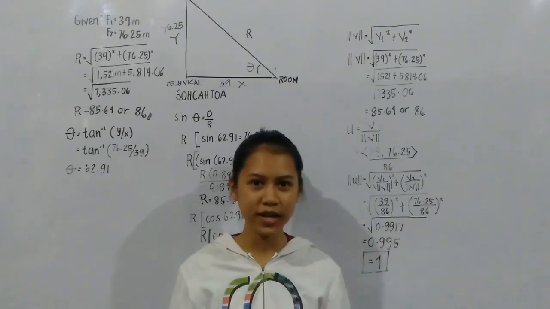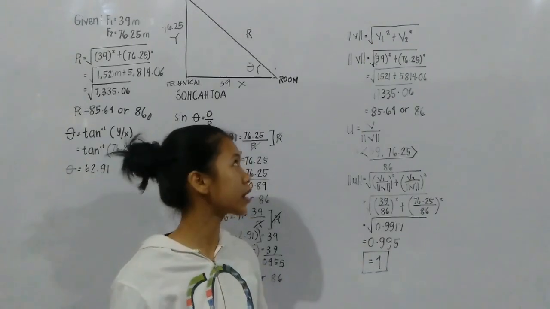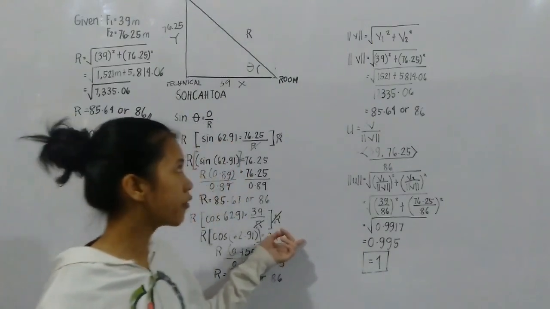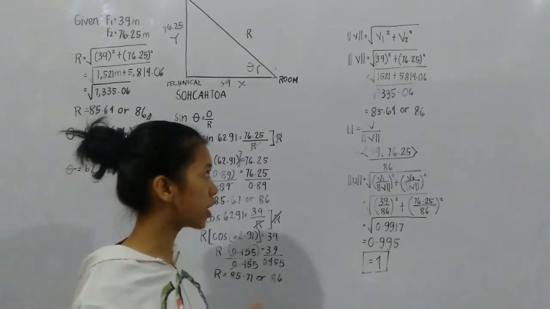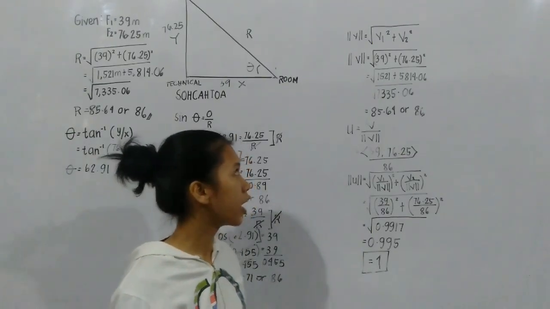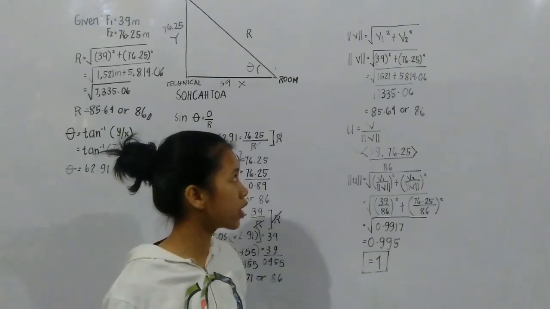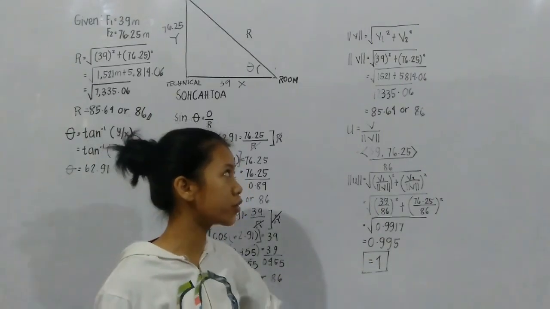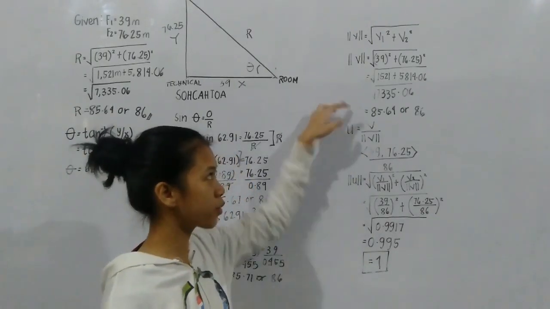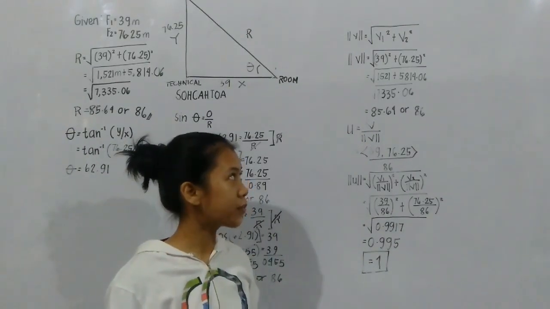So now we're going to get the magnitude of the vector. So we will be using the formula magnitude of vector is equal to square root of v1 squared plus v2 squared. Our v1 is 39 squared plus our v2 which is 76.25 squared. 39 squared is equal to 1,521 and v2 squared, which is 76.25 squared, is equal to 5,814.06. And that will lead to square root of 7,335.06 or 85.64.